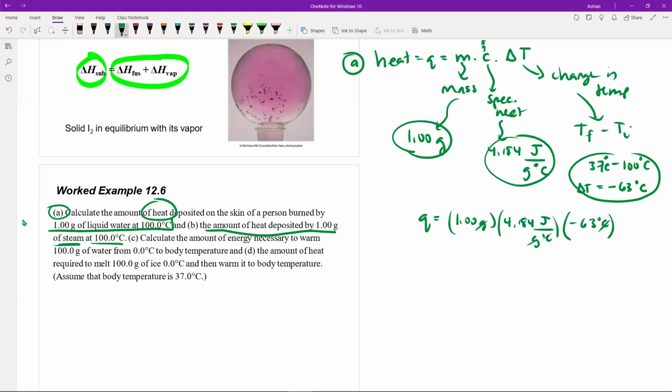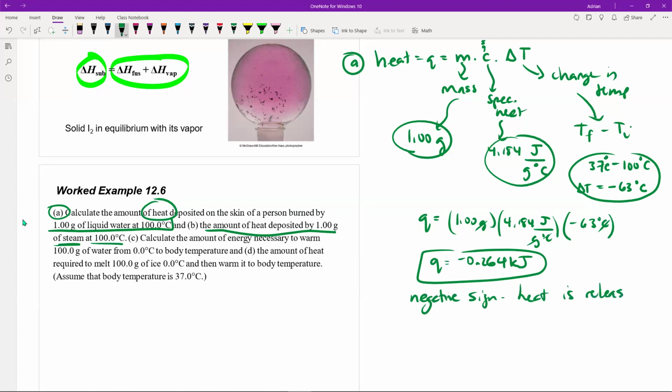Celsius goes away, grams go away. So we end up with heat now, and our unit left is joules. So that means we did the substitution correctly. That ends up being negative 0.264, and then for the kilojoules, convert it. And the negative sign here tells you that heat is released, and that's released from the liquid water.